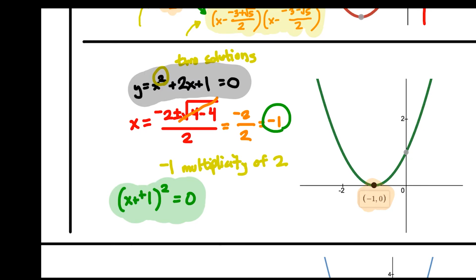But you can actually see a little bit easier where that multiplicity comes from, because that -1 is right in here, because it's technically x plus 1. X plus 1 quantity squared is equal to 0, and the multiplicity comes from the fact that both of the linear factors are twins. They're basically the same thing. It's x plus 1 and x plus 1. So that's why it has a multiplicity of 2.